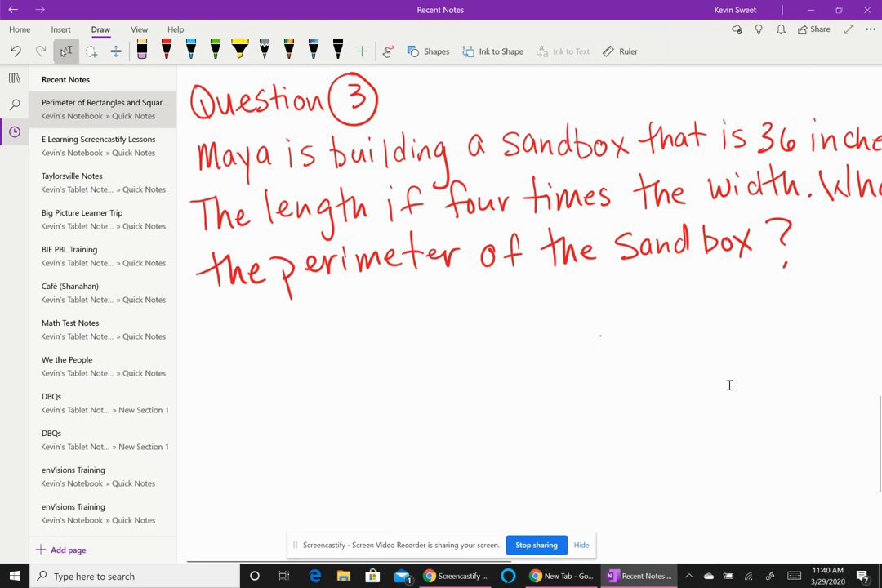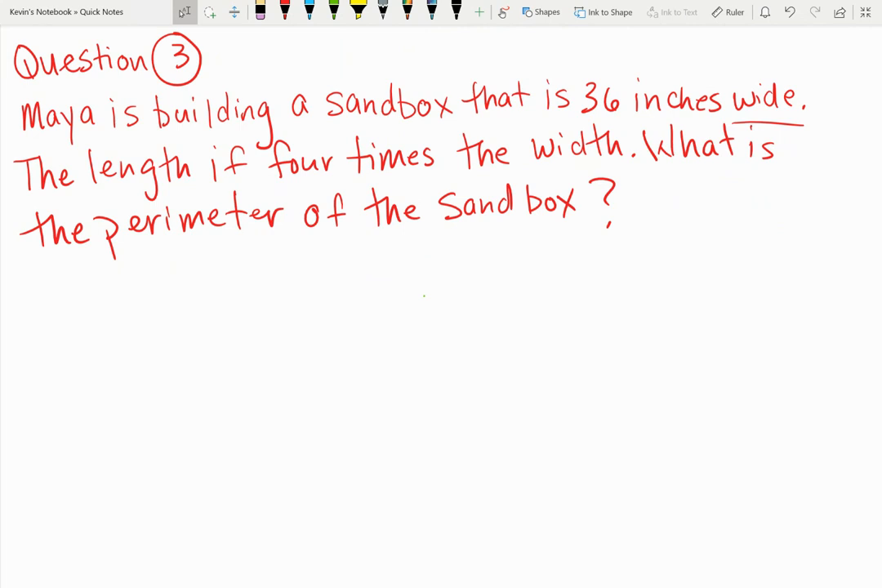Welcome back, 4th grade. On our last question, question 3 is a word problem. I'm going to go ahead and read our word problem. Maya is building a sandbox that is 36 inches wide. The length is 4 times the width. What is the perimeter of the sandbox?